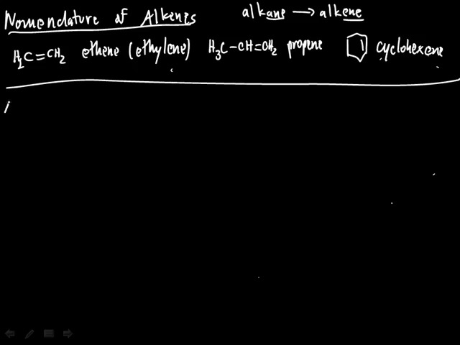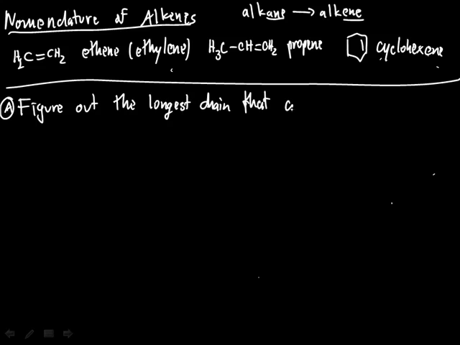Now when we start looking at systematic nomenclature of alkenes, the first step that we need to undertake is to figure out the longest chain. But unlike in alkanes, now we have an additional requirement. We need to figure out the longest chain that contains both atoms of the C=C double bond. Let me illustrate this on an example.